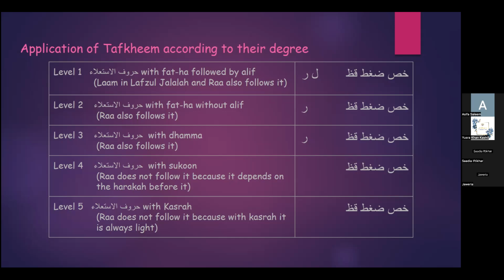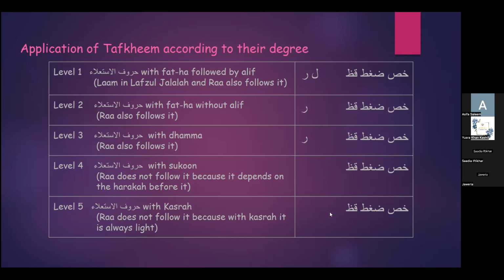Level 4 falls the huruf al-isti'ala khusa daghdin qidh. Now we'll be taking a sukoon on it. So the level of tafkheem would be at the 4th level. We will not include the ra in it. The reason being, the ra sakina depends on the letter before it. So whatever the haraka the letter before ra sakina contains, the ra will be read accordingly. Therefore, the ra has not been included at this level.